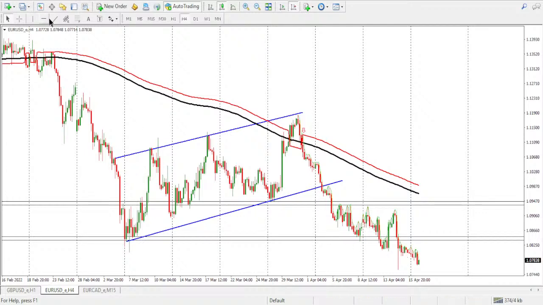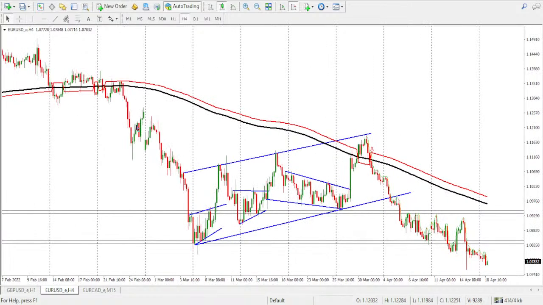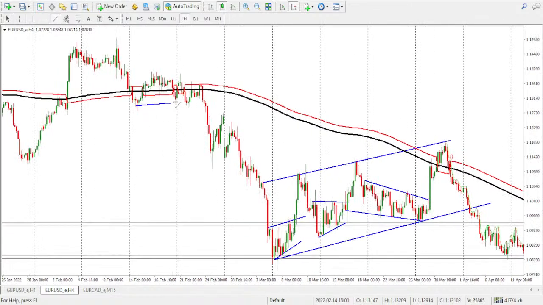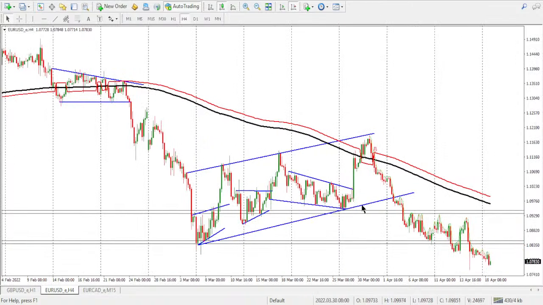So there's another shape inside the wider shape. We have this one, we have this shape here, and then we have another one, this one, and then another one, like that. So technically this is what we are looking at.